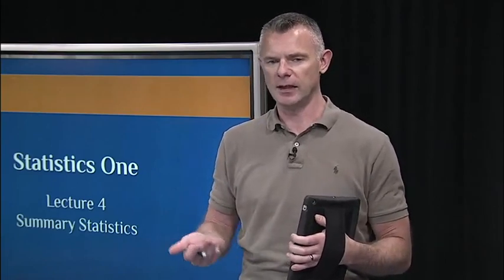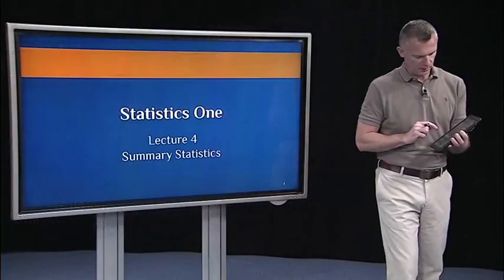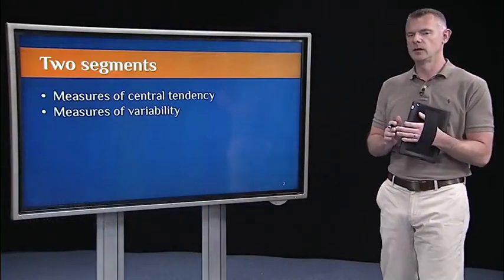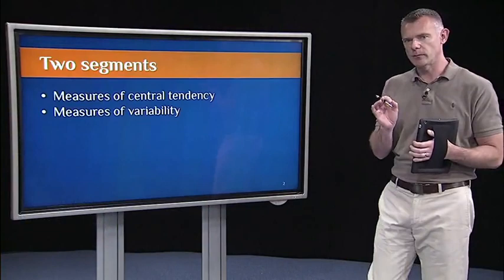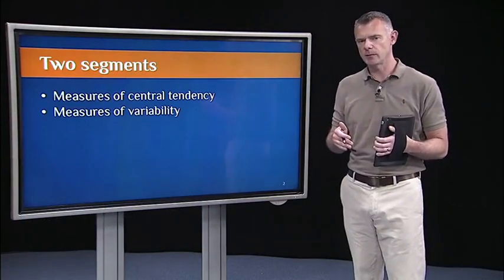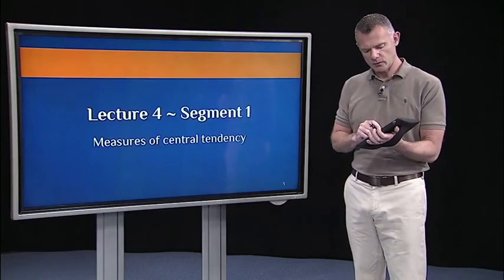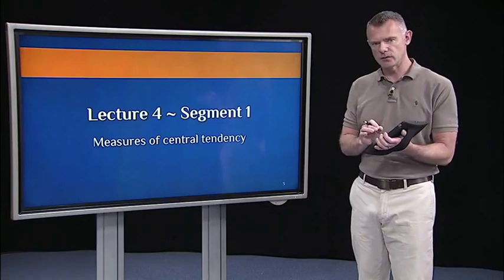So in the last lecture, we talked about distributions and the importance of looking at distributions in histograms. In this lecture, we'll talk about the importance of summarizing all that information in just some talking points that we call summary statistics. So this lecture is divided into just two segments. First, I'll talk about measures of central tendency, and in the second segment, I'll talk about measures of variability. So this first segment, let's look at measures of central tendency.